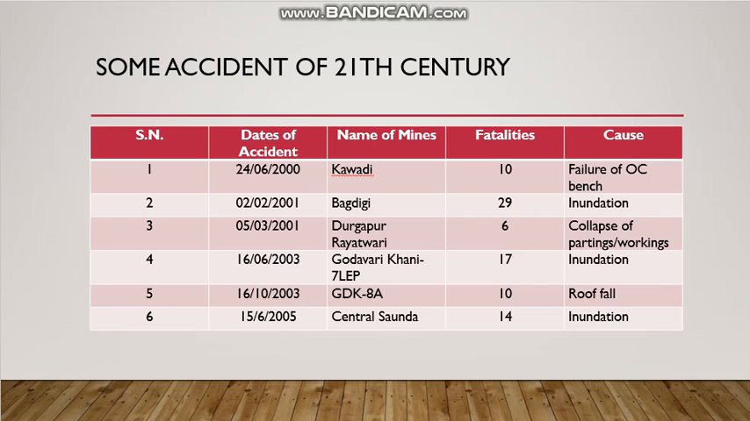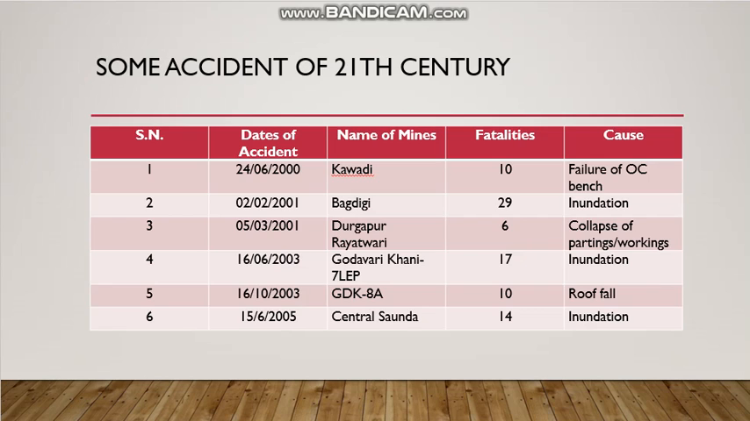First, at Quadi, 10 fatalities occurred due to the open cast failure of benches. The benches fell and people were trapped inside the overburden. At Bagdi in 2001, 29 people died due to inundation. At Durgapur in 2001, 6 people died due to collapse of parting.